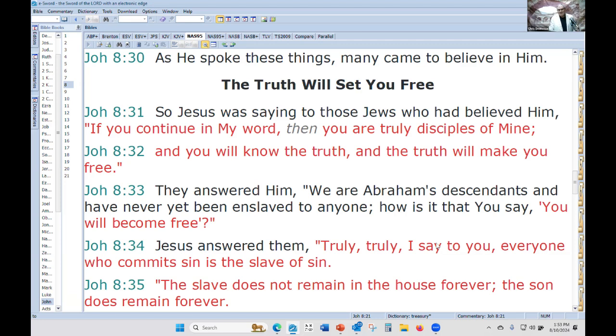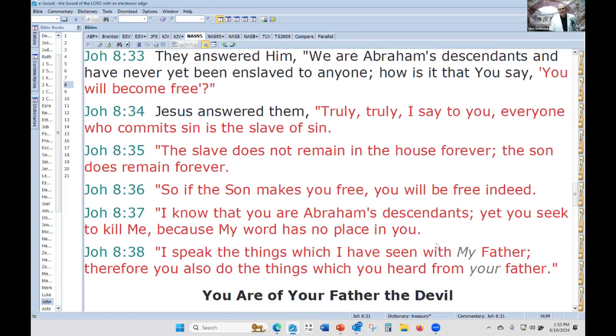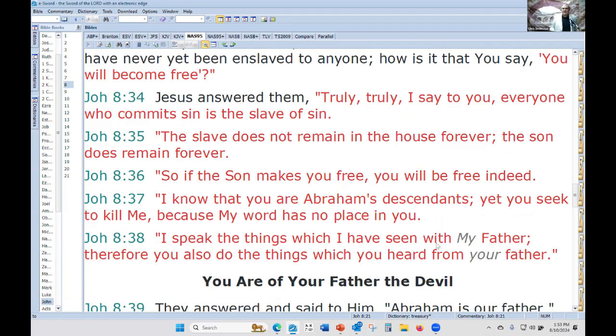So he switches gears and says, "Truly, I say to you, everyone who commits sin is the slave of sin. The slave does not remain in the house forever. The son does remain forever. So if the son makes you free, you will be free indeed. I know that you are Abraham's descendants, yet you seek to kill me because my word has no place in you. I speak the things I have seen with my father, therefore you do the things which you heard from your father." Okay. This started with him addressing the people who believed in him, and he's poking them hard.